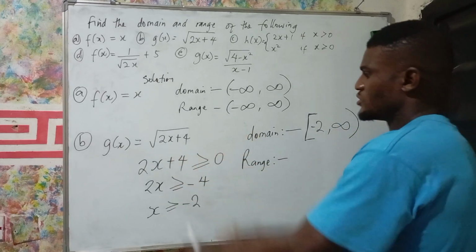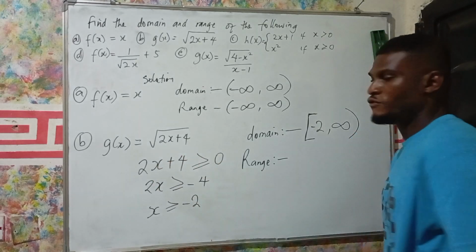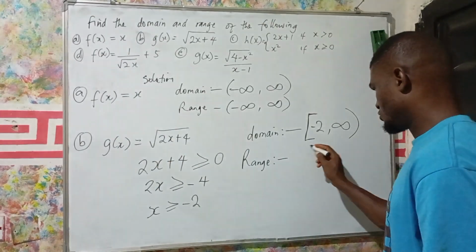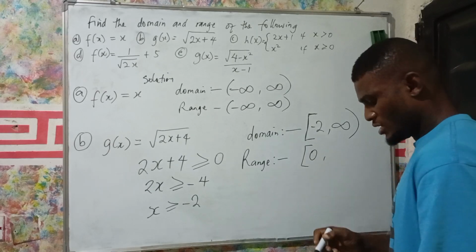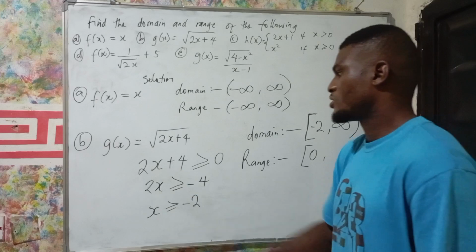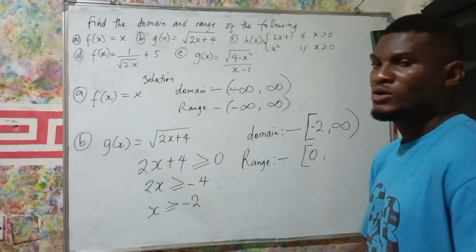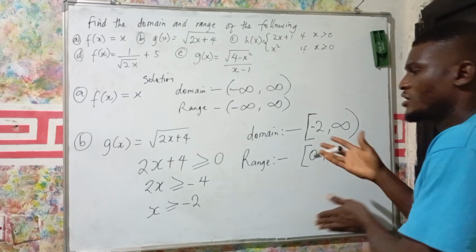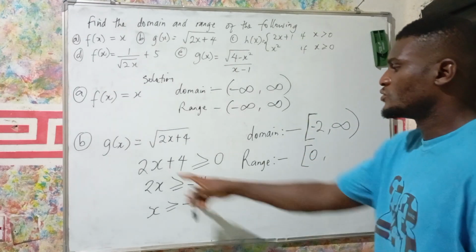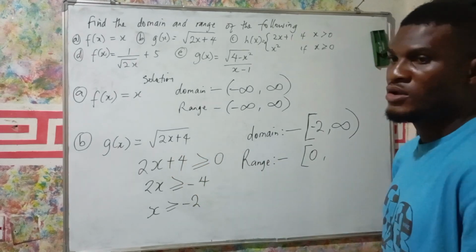If you have -2 in this equation, 2 times -2 plus 4 is going to give you 0. So the values will start from 0. And then if you increase the number now to -1, -1 here will be 2 times -1 is -2 plus 4, which is 2. You see the values are now gradually increasing. If you use 3, this will be 2 times 3, which is 6. 6 plus 4, which is 10.